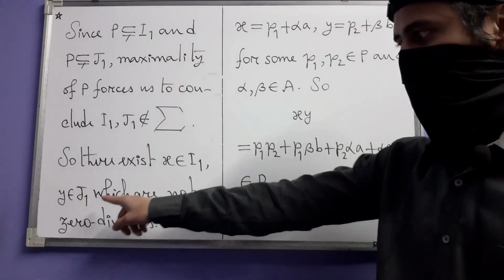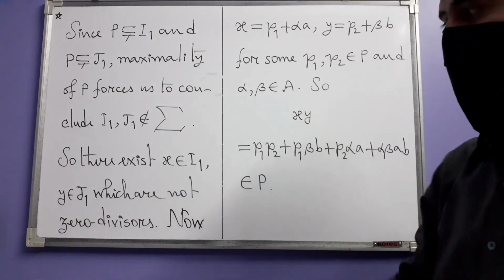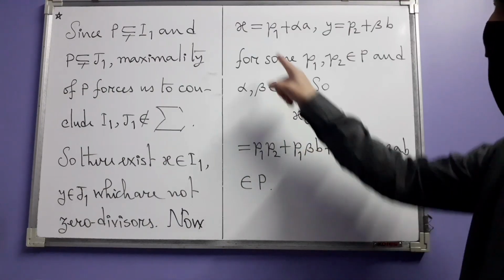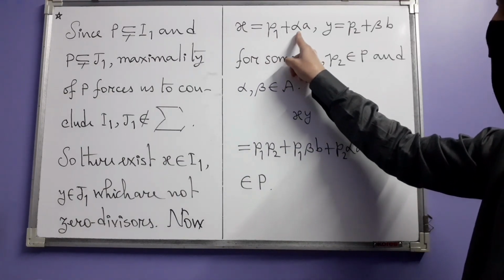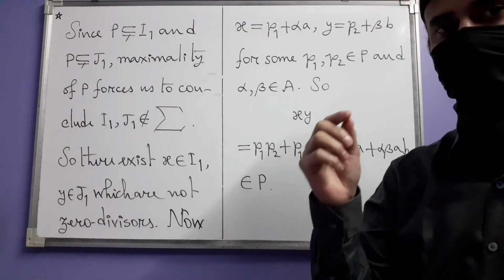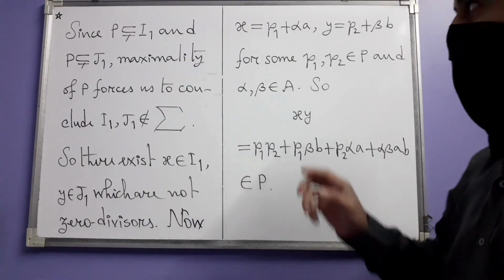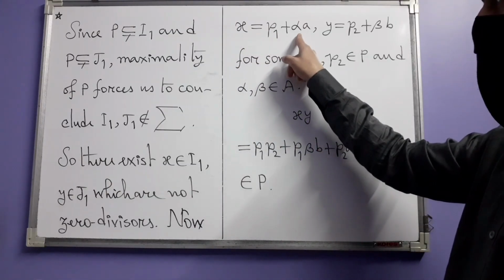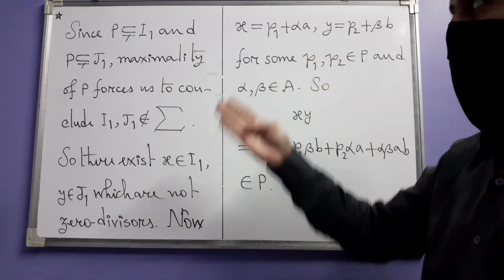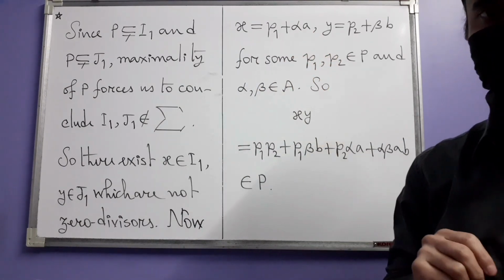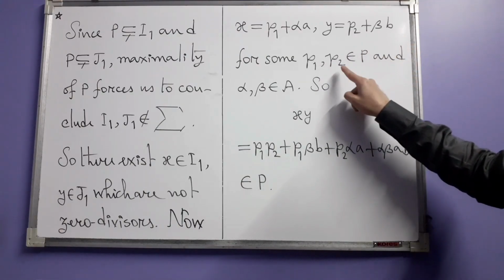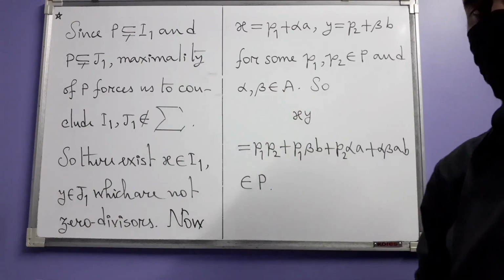Now, because x and y are coming from I1 and J1, their structures tell us exactly what type of elements these are. X has this form, P1 plus alpha A. Why? Because I1 is the ideal P plus the principal ideal generated by A. So this X will be a sum of some element P1 in P and some multiple of A, where the element alpha of course is coming from our ring A. Similarly, Y is P2 plus beta B, where P2 is some element in P and beta comes from A.